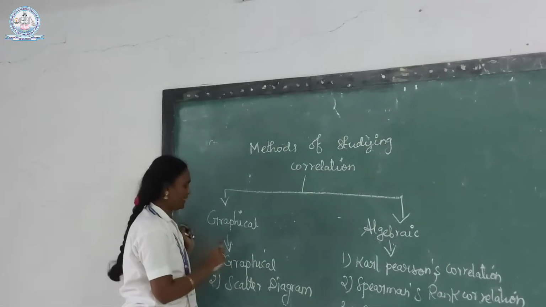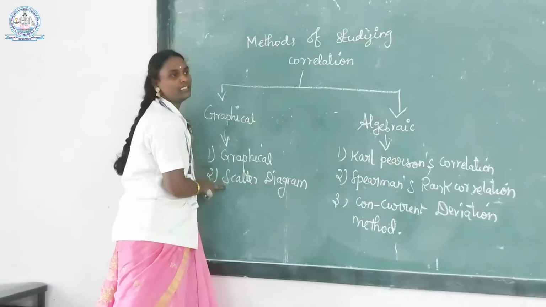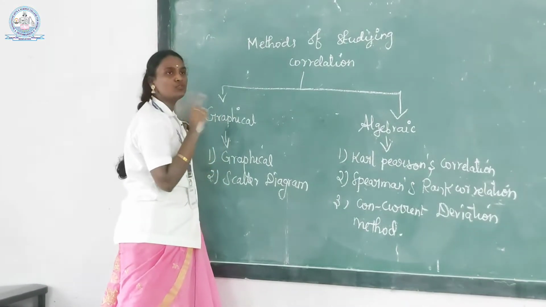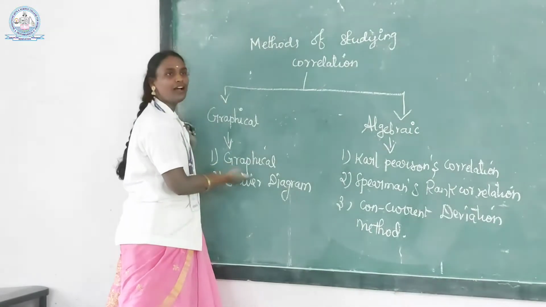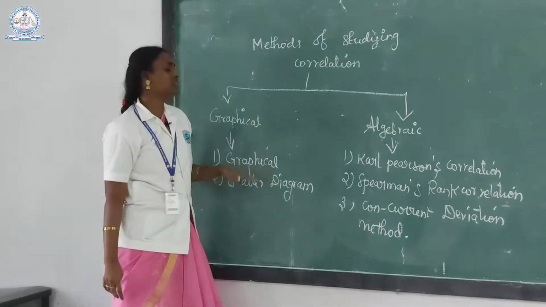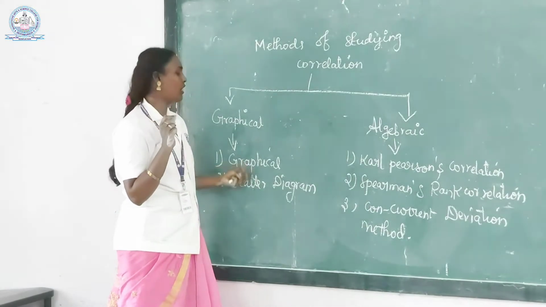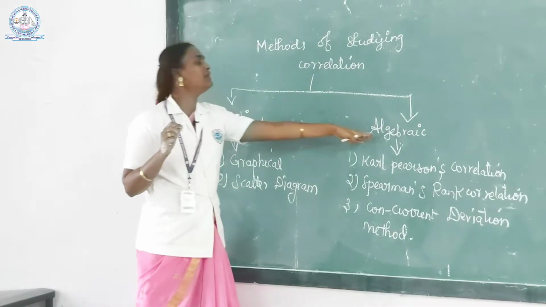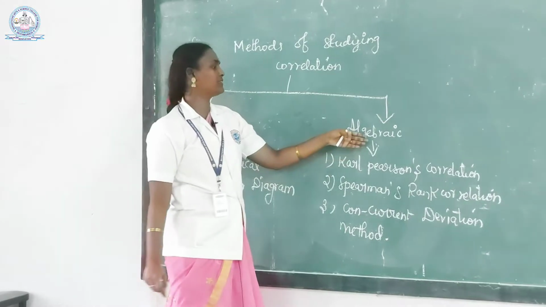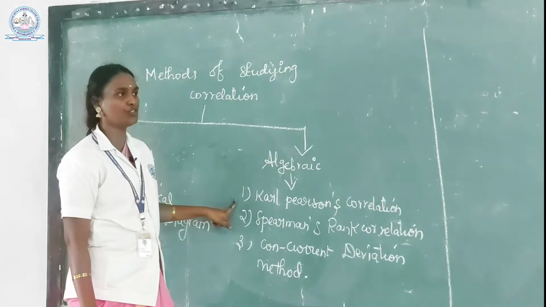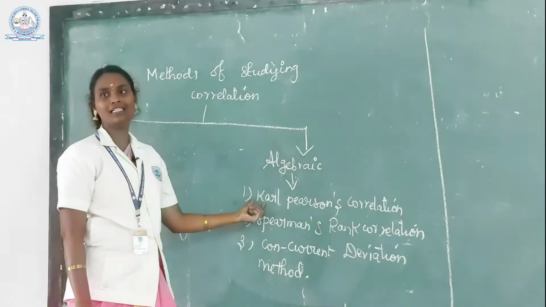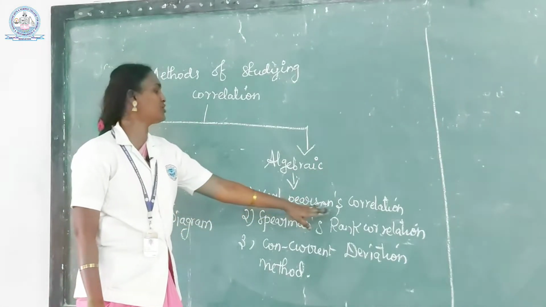The graphical method and the scatter diagram method are applicable only when 2 variables are available in the given data. We have to use graphical or scatter diagram. These methods do not find the exact value of r. So we have to study the algebraic method. Algebraic method is also named as mathematical method. The first one is Karl-Pearson's correlation coefficient. This method is also called product moment correlation.